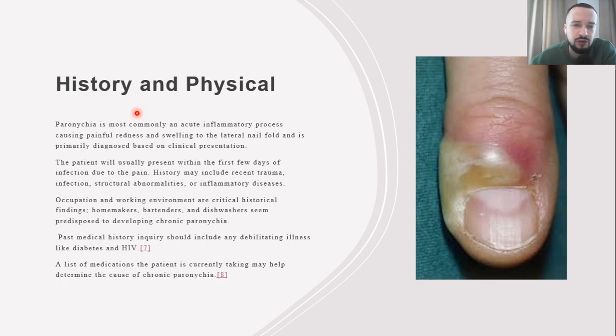Occupation and working environment are critical historical findings. Homemakers, bartenders, and dishwashers seem predisposed to developing chronic paronychia. Past medical history inquiries should include any debilitating illness, like diabetes and HIV. A list of medications the patient is currently taking may help determine the cause of chronic paronychia.